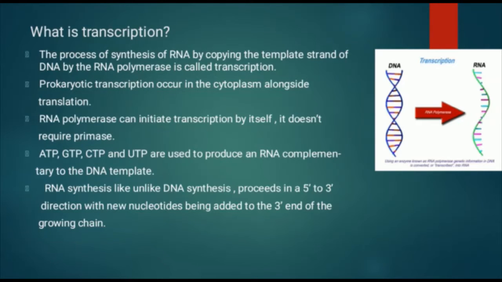RNA polymerase is an enzyme which is involved in transcription. And this RNA polymerase can initiate transcription by itself and it doesn't require primase for initiation. ATP, GTP, CTP and UTP are used to produce an RNA complementary to the DNA template. RNA synthesis proceeds in a 5' to 3' direction with new nucleotides being added to the 3' end of the growing chain.